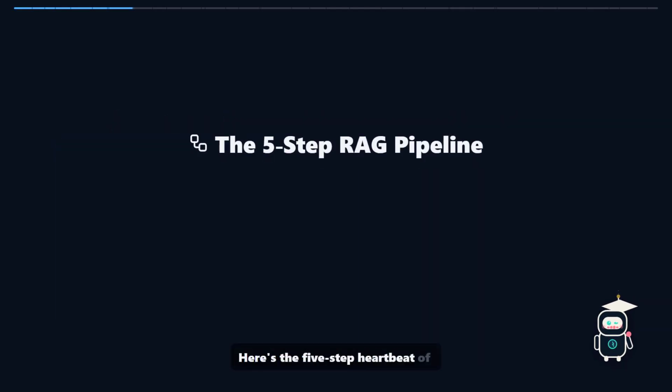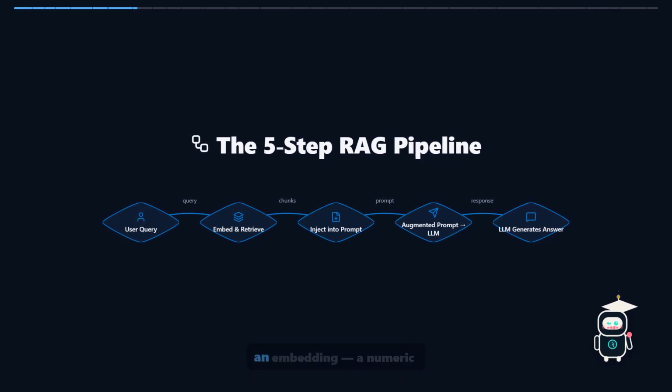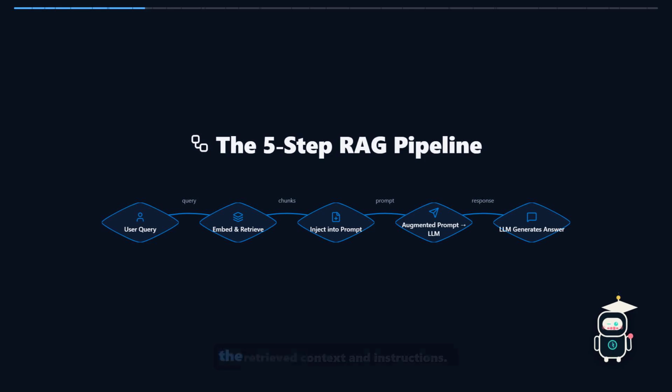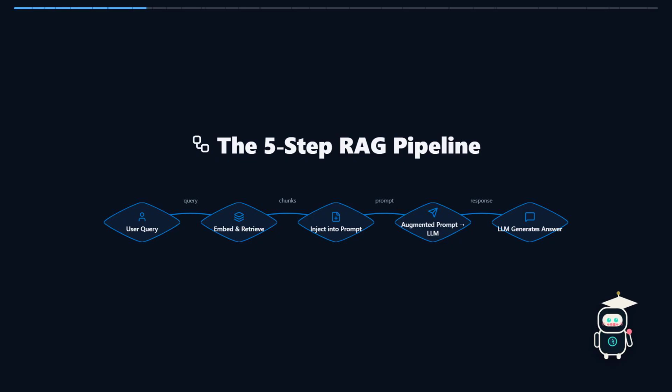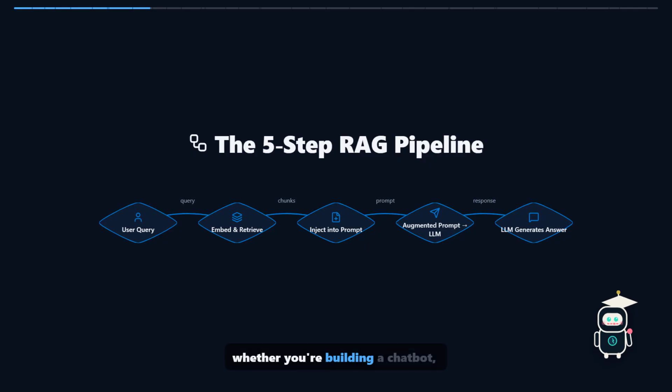Here's the 5-step heartbeat of every RAG system. 1. A user types a question. 2. That question gets converted into an embedding, a numeric fingerprint, and the vector database finds a handful of the most similar document chunks. 3. Those chunks get injected into a prompt template. 4. The augmented prompt is sent to the LLM, complete with the retrieved context and instructions. 5. The LLM reads the context and generates an answer, often with citations. Same flow whether you're building a chatbot, search, or compliance tool.